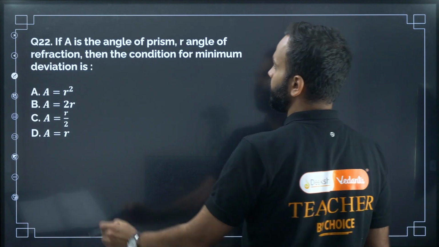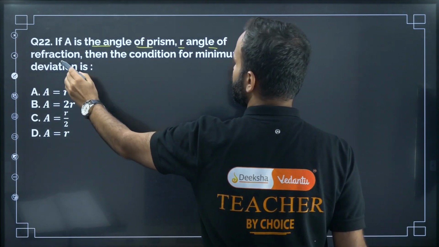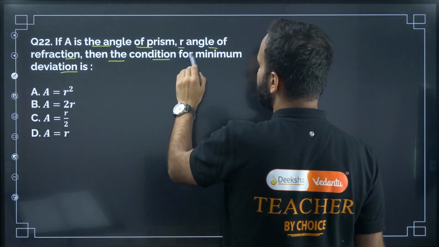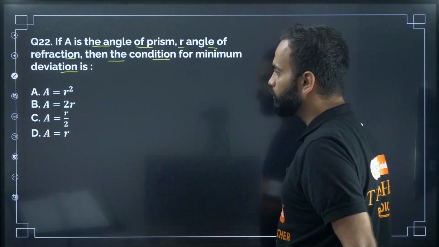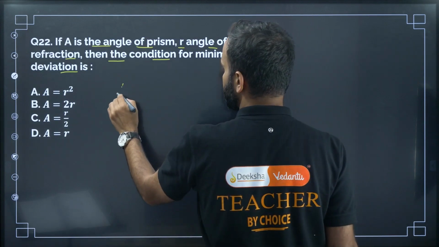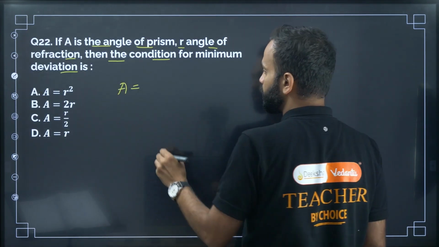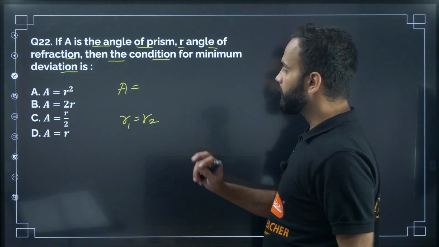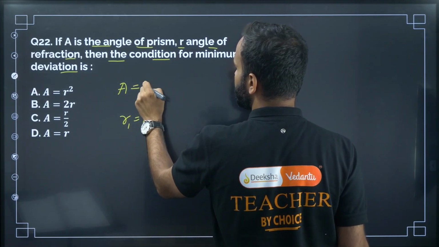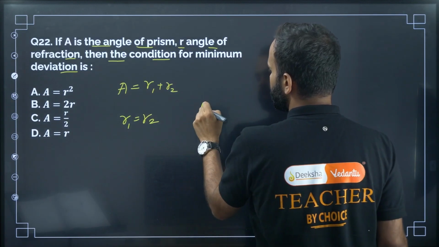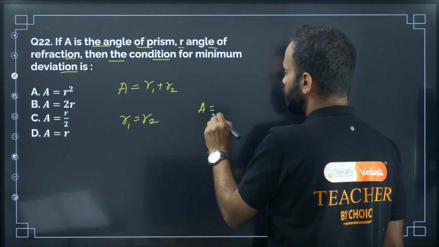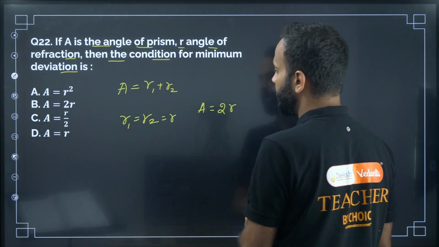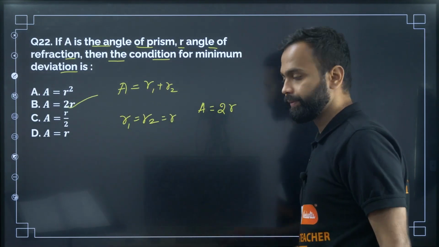Question number 22. If A is the angle of prism, R is the angle of refraction, what is the condition for minimum deviation? The condition for minimum deviation is that R1 must be equal to R2. We know that A equal to R1 plus R2, right? R1 equal to R2 equal to R, so A equal to 2R. So the correct option is B.